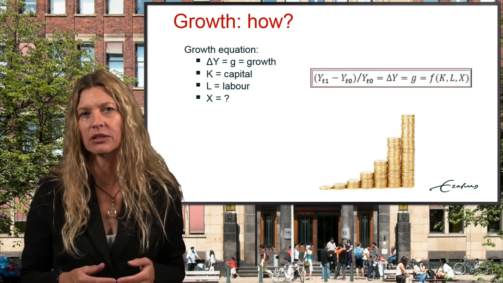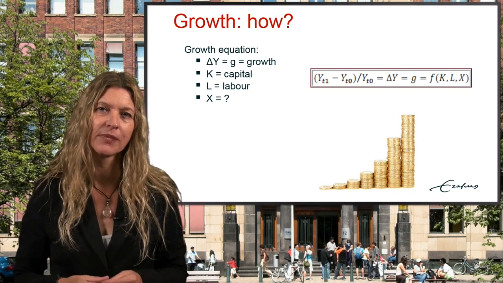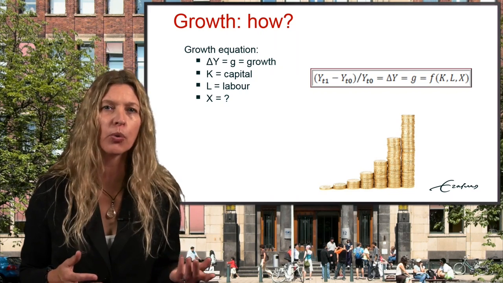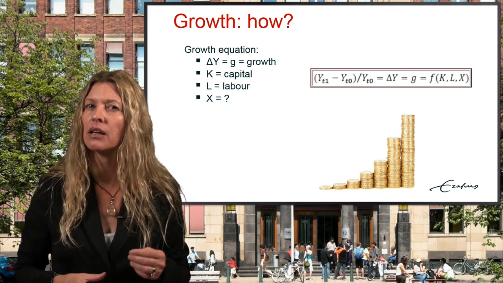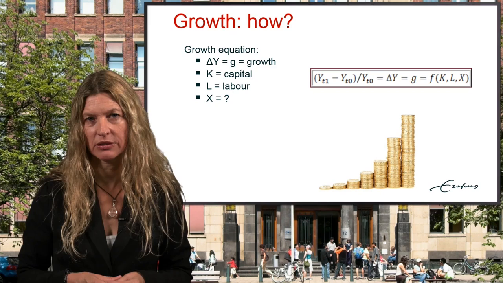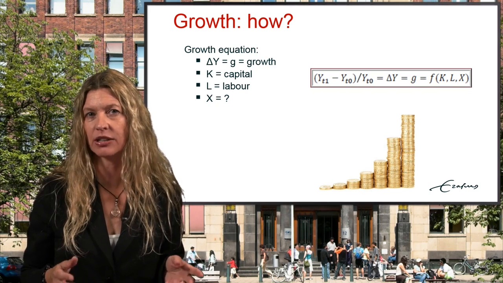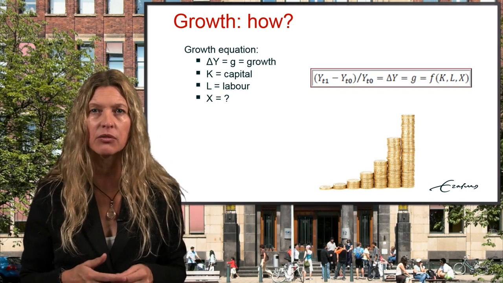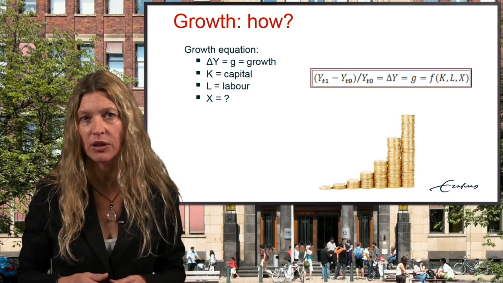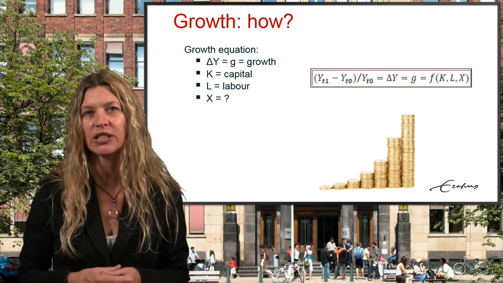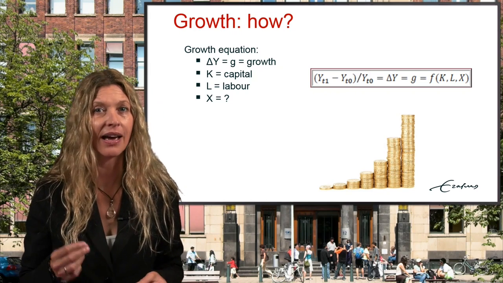The first 2 are standard, the 2 key resources in an economy, capital K and labor L. With more machines and computers and with more workers and better educated professionals, the economy grows faster. But there is a third variable determining growth. We call it X. Growth is the percentage change in Y between T1 and T0, written as YT1 minus YT0 divided by YT0. The right-hand side of the equation indicates that this growth is a function f of K and L and X.